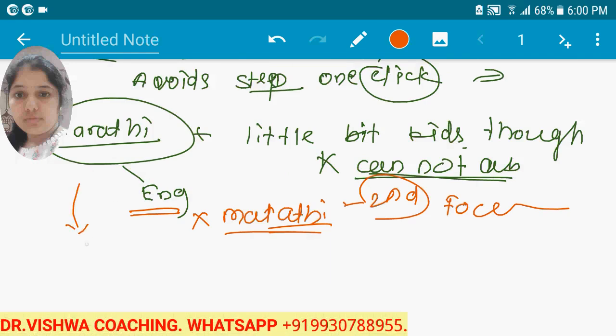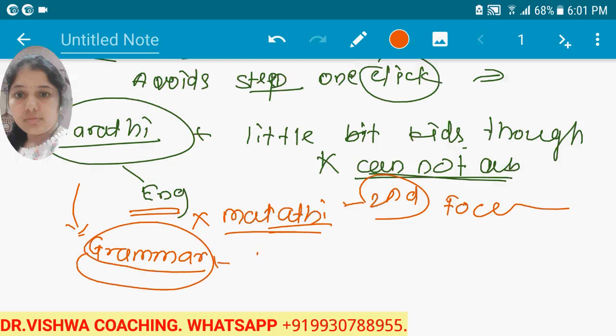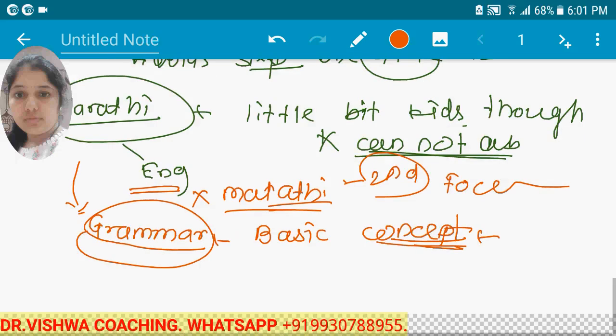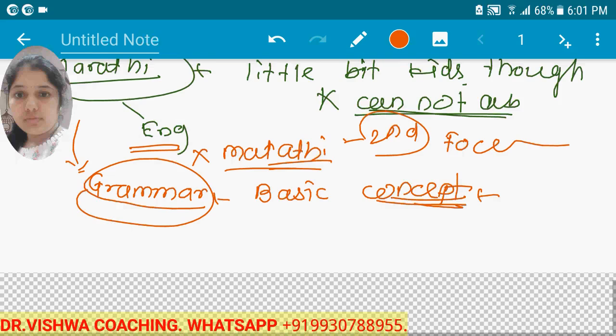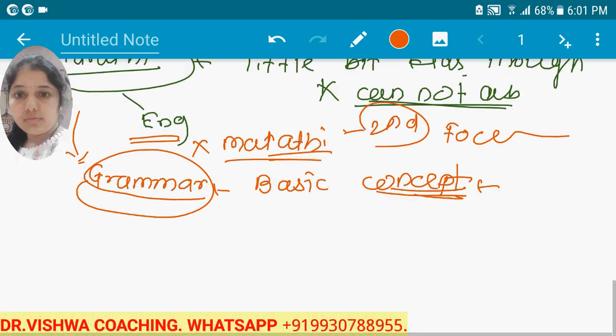Okay, so in this subject the grammar portion related to Marathi is there, but before moving to the grammar portion we will clear some basic concepts related to the subject also, and I will teach them how to read, because if they are not able to read they cannot find the answers to the questions.